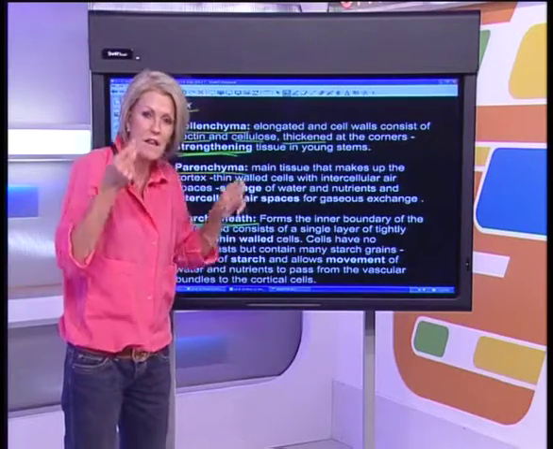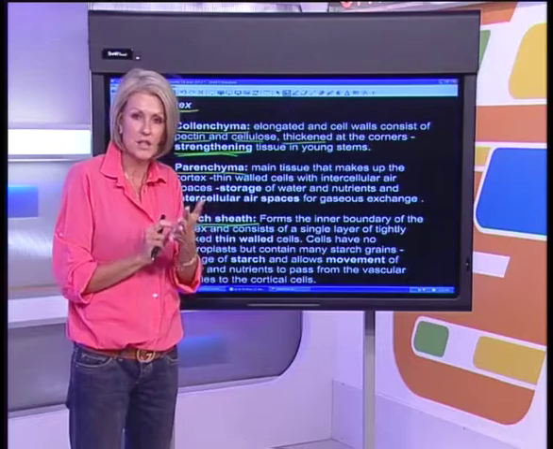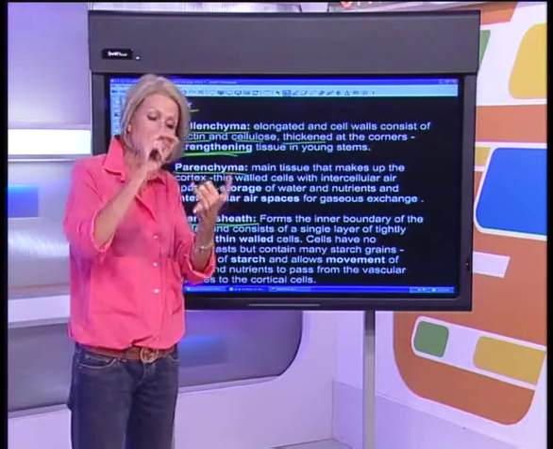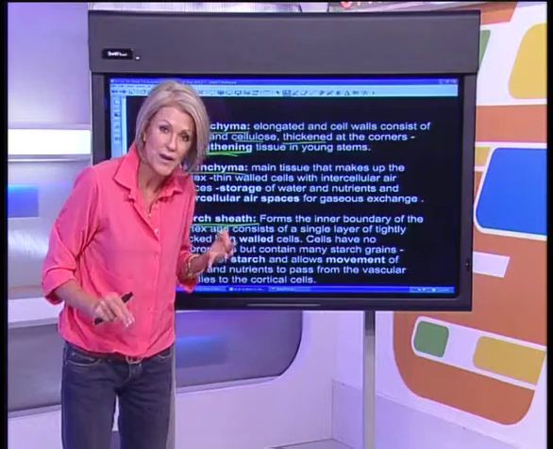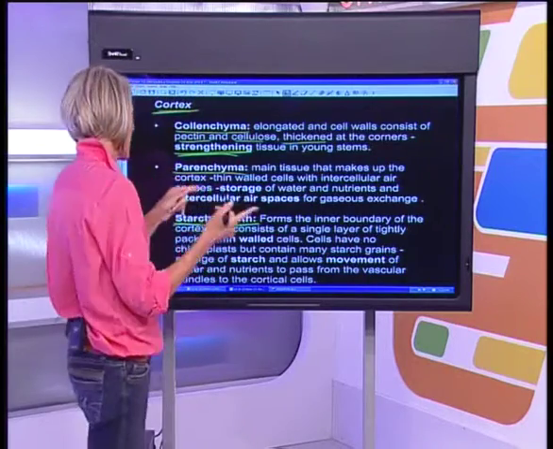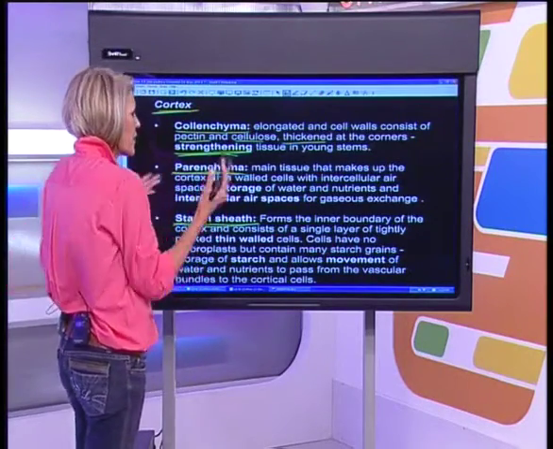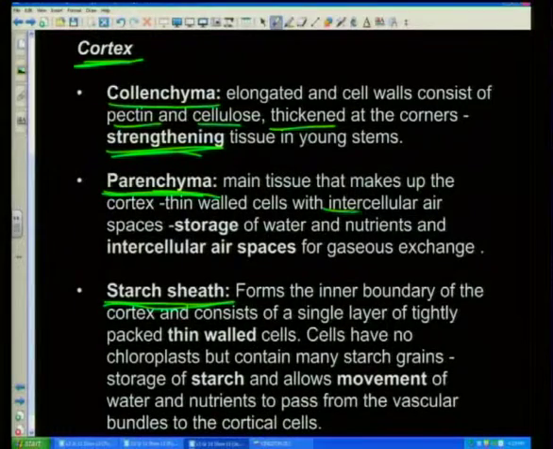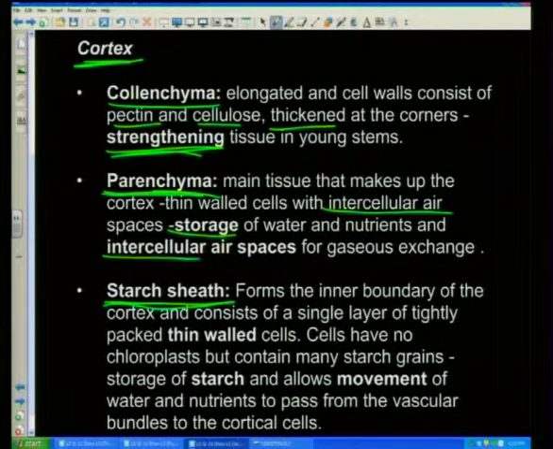But if you just think back when we did plant tissue, and I said to you, this is what sclerenchyma does, this is what collenchyma does, this is what parenchyma does, you need to know that. And if you learnt it when I told you to, here you're just simply applying it to the structure that it's in, whether it's the roots, the stems, or the leaves. Right, now, parenchyma. What is parenchyma's issue? It has intercellular air spaces. Why? Because it stores water and nutrients, and it has to have those intercellular air spaces for gaseous exchange.